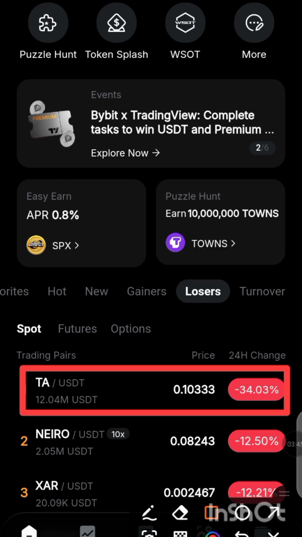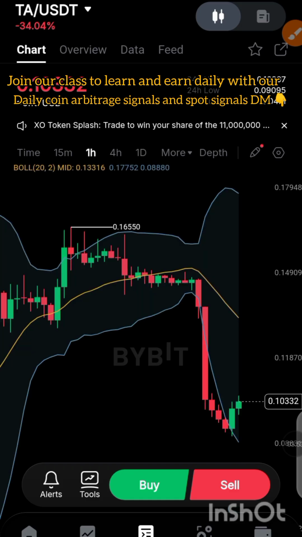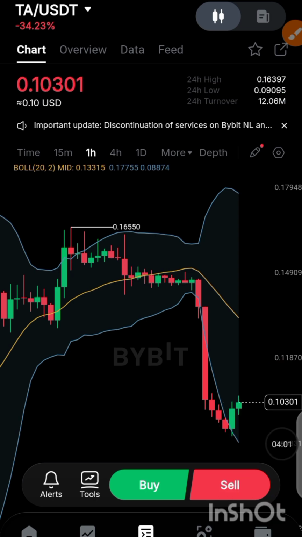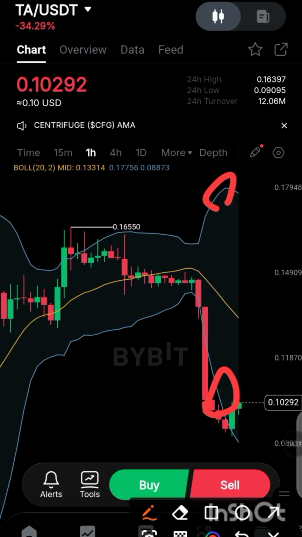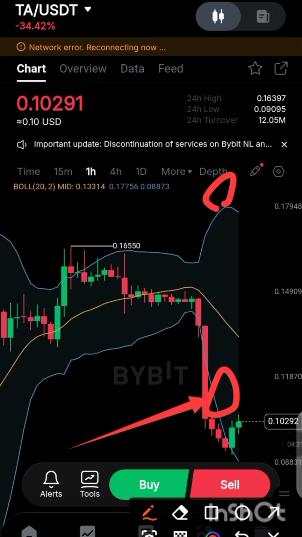Now, if you open this particular coin on the 1 hour time frame, with the Bollinger Band at work over here, which is actually these 2 lines, you can buy from oversold and sell at overbought, which is over here. From this line here, now you can actually do what? You can buy from here as a spot trader.